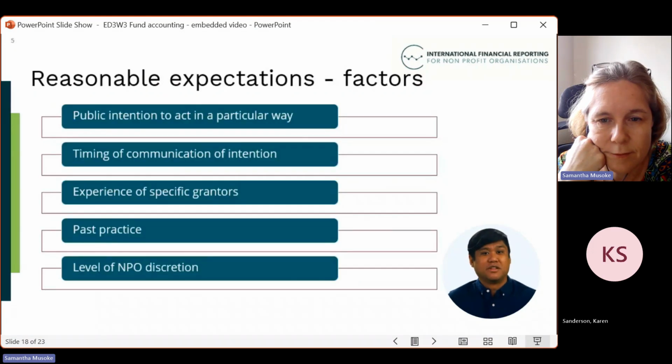The reasonable expectations of stakeholders are critical to an NPO in making a judgment about whether a fund needs to be separately identified and presented. Factors that an NPO can consider in assessing whether a stakeholder has a reasonable expectation in relation to an individual grant or donation include the following: the intention by the NPO to act in a particular way, and how that intention has been communicated. Whether the external communication of the NPO's intentions occurs before or after resources have been provided or promised. Any preferences expressed and previous experience of working with that grantor. Past practice. And the level of discretion over the use of the resources.